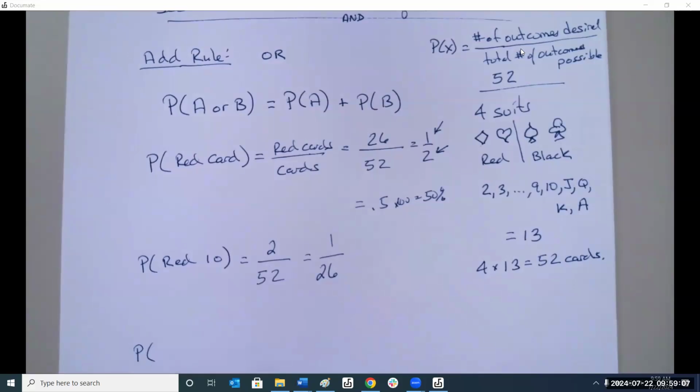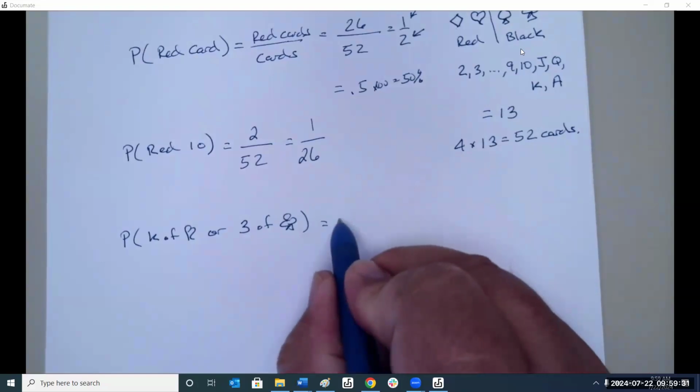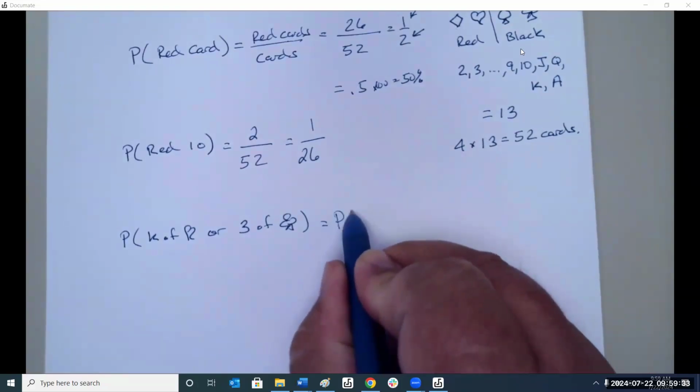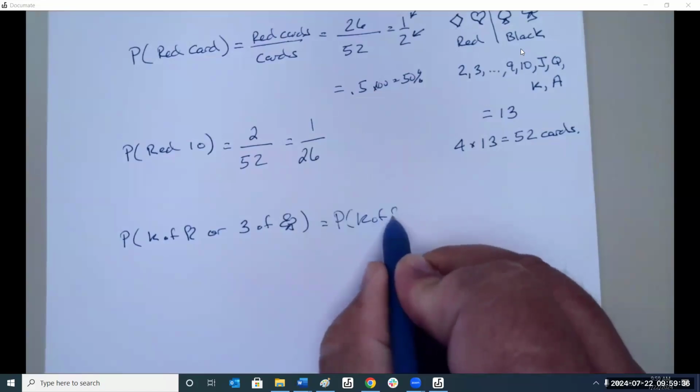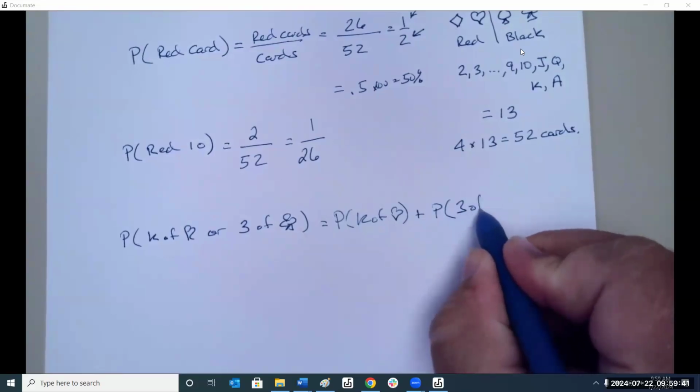Okay, how about now if I get a king of hearts or a 3 of clubs? What is that probability? A king of hearts or a 3 of clubs? So we look at both of them separately. The probability of king of hearts plus the probability of a 3 of clubs.